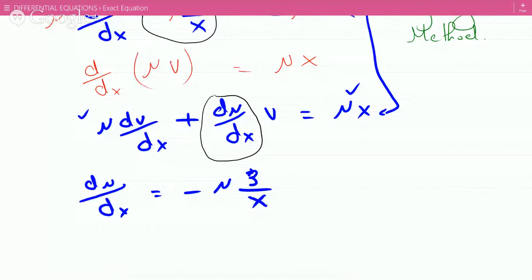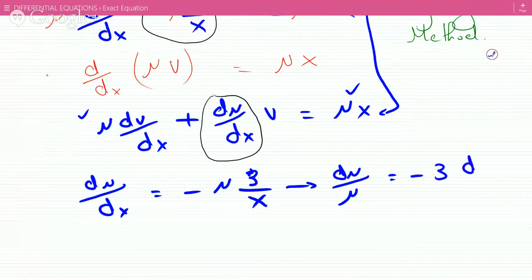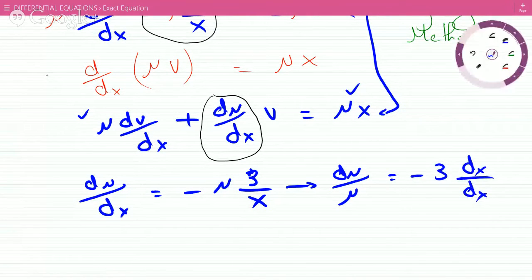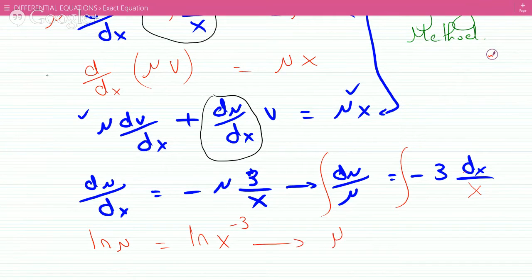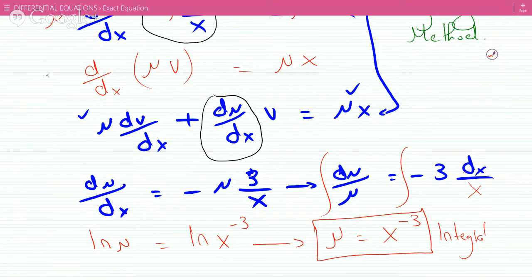So that means we can separate the variables here, and this becomes d mu over mu equals minus 3 dx over x. And we could just integrate both sides here, and we get ln mu is equal to ln x, and then we can raise this to the -3, which tells us that mu has to equal x to the -3. So this is our integrating factor.